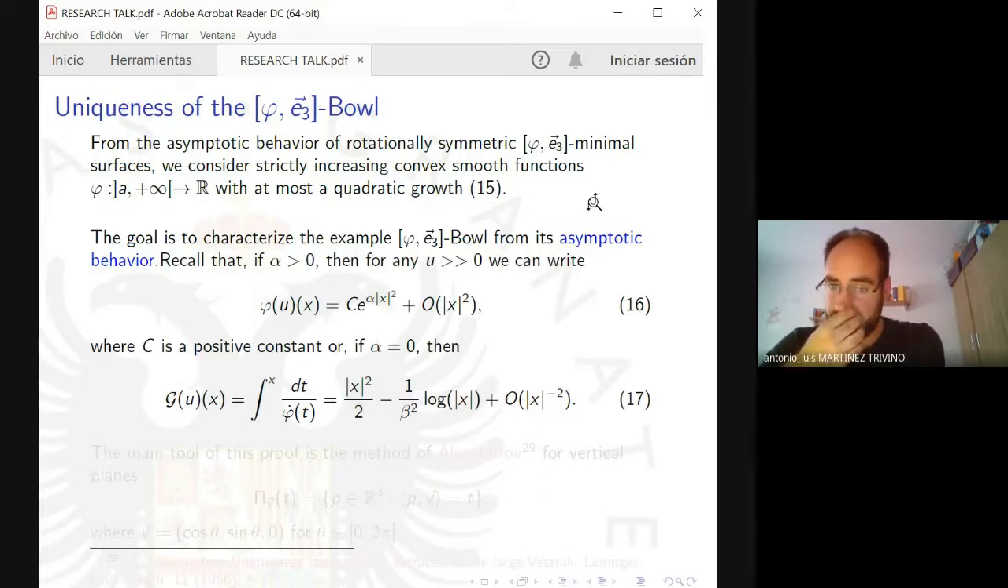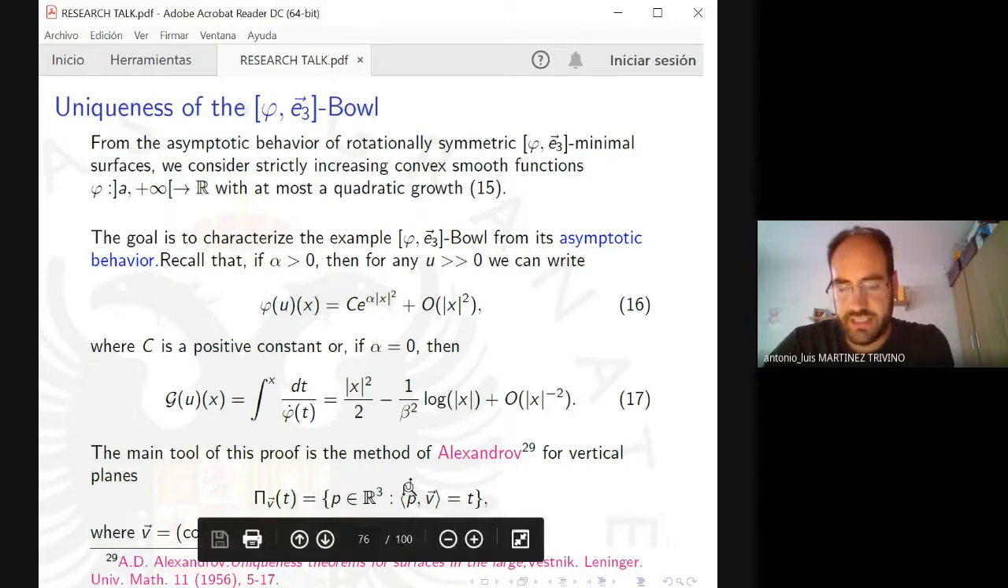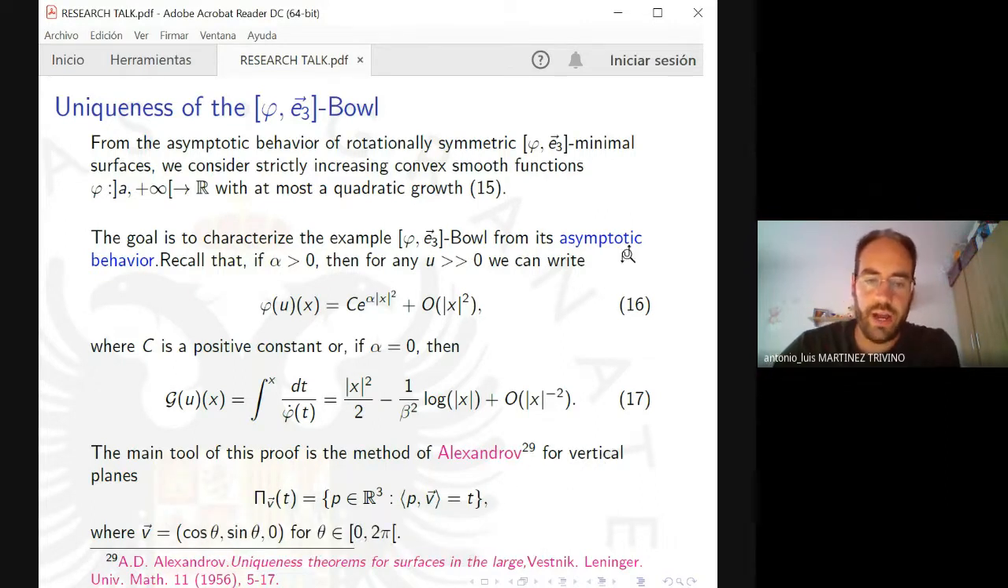Recall that the asymptotic behavior of rotationally symmetric phi3 minimal surfaces satisfies the following equation. The following equation depends on the value of alpha. The main tool of this proof is the method of Alexandrov for vertical planes. Notice that this coordinate is equal to t when u is a horizontal vector.